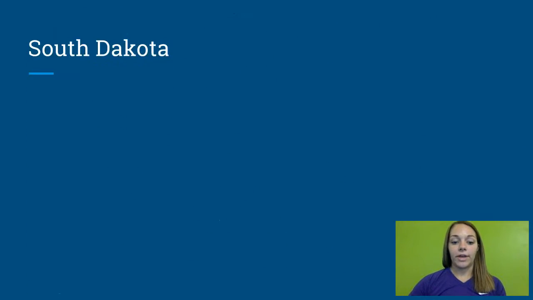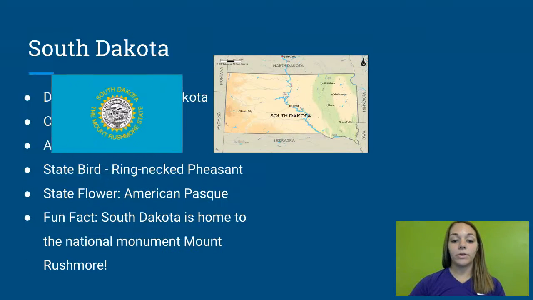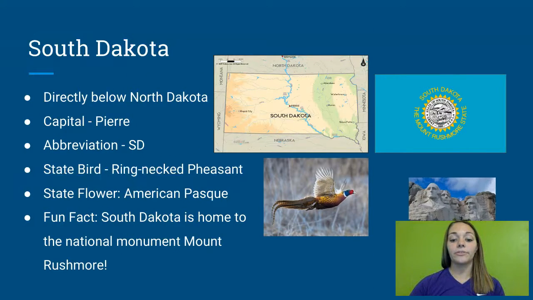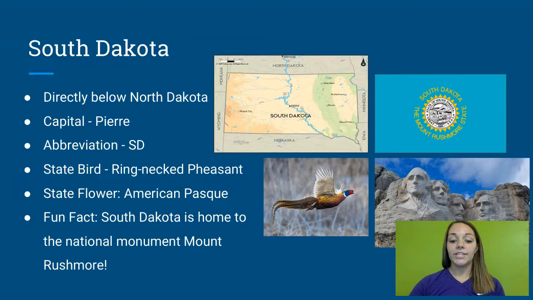Next is South Dakota. South Dakota is directly below North Dakota. The state capital is Pierre. The abbreviation is SD. The state bird is the ring-necked pheasant, and South Dakota is known for Mount Rushmore.